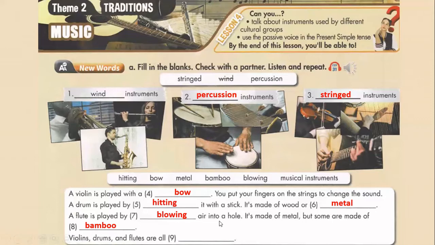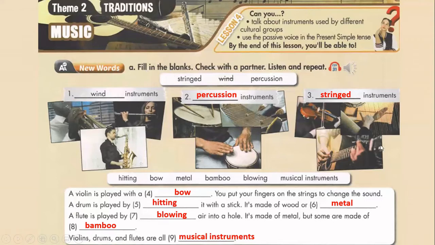Okay, next. Violins, drums, flutes are all musical instruments. Okay, this is what we call musical instruments. So we have wind instruments, percussion instruments, stringed instruments, and these three are musical instruments.